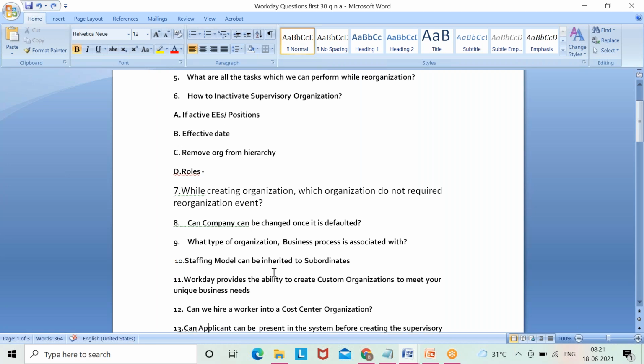Workday provides the ability to create a custom organization to meet the customer's unique requirements. Is that correct? Do we have a custom organization concept here? Yes. If you want to group all retiree employees under one organization to process the pension, or to track the COVID-19 affected employees, we can use this custom organization.